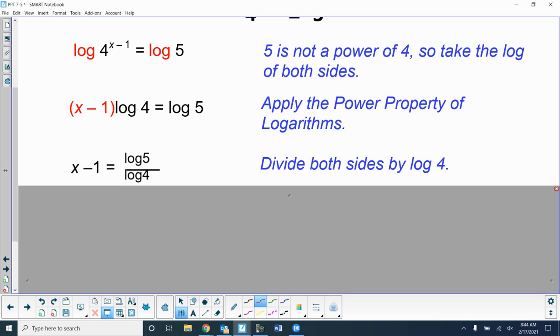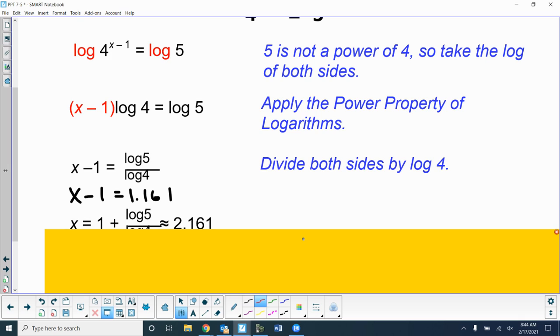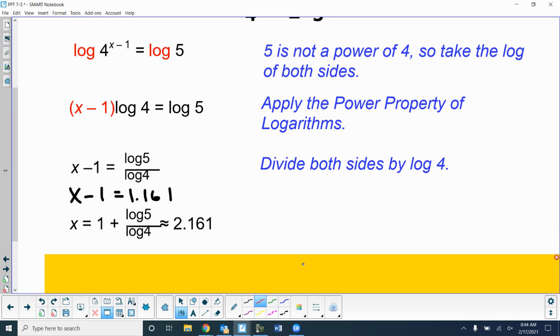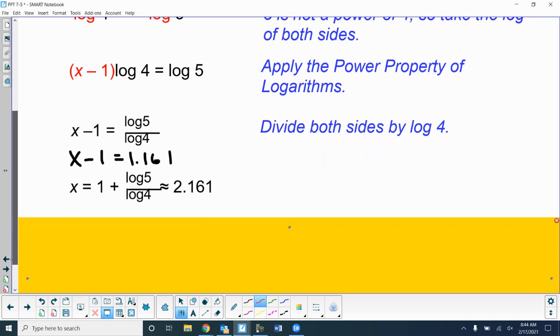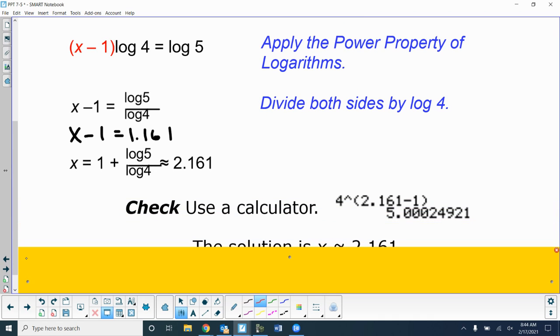Whatever that answer is, I'm going to do what to move the 1 over? Add it over, and that's my answer. All right, so log of 5 divided by log of 4 is 1.161. So when I add 1 to it, there's the 2.161, which is the answer. You're not always going to get nice whole number answers.